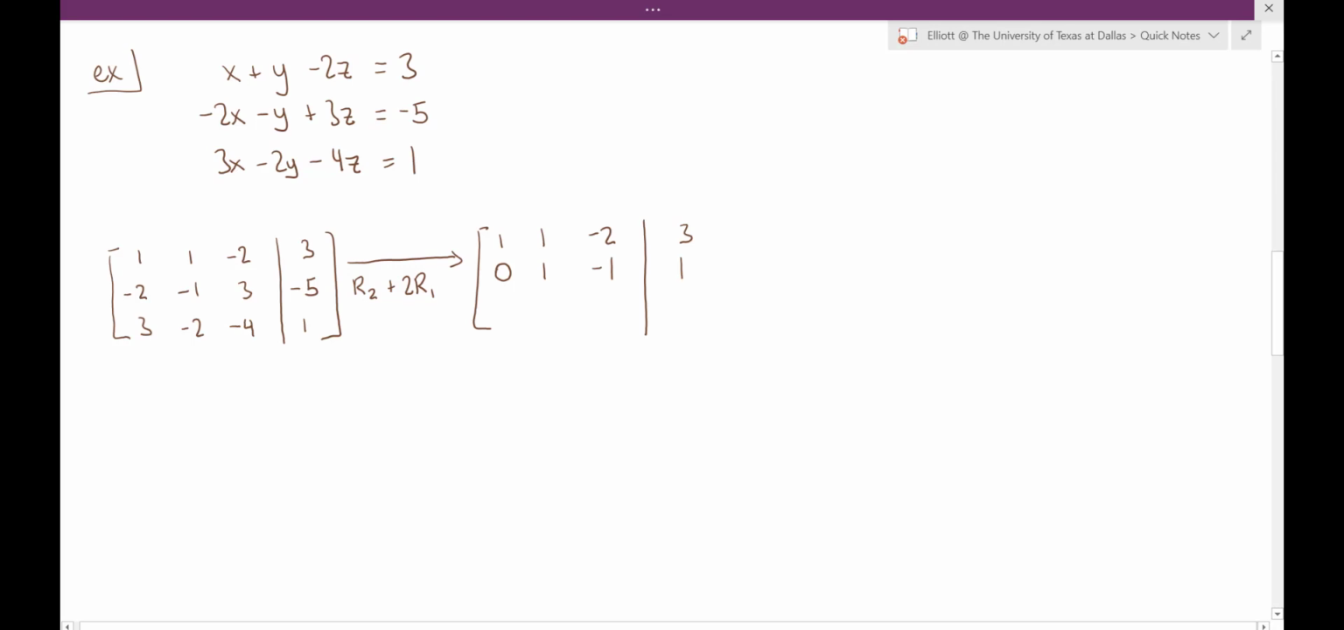Now I also want to eliminate this 3 here. So I'm eliminating this x is what I'm trying to do. So I can eliminate the 3 by doing row 3 minus 3 of row 1. So we would get 3 minus 3, negative 2 minus 3, negative 4 is going to be plus 6, so 2. And then 1 minus 9 is negative 8.